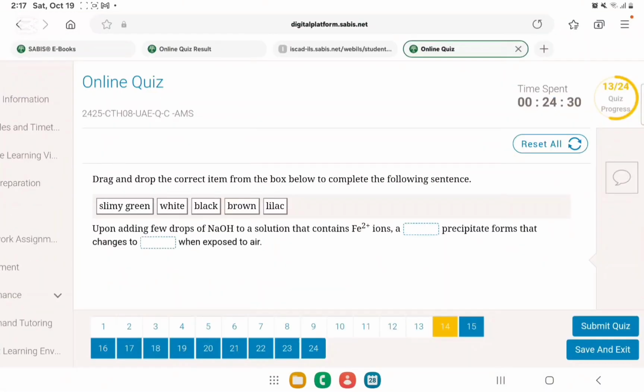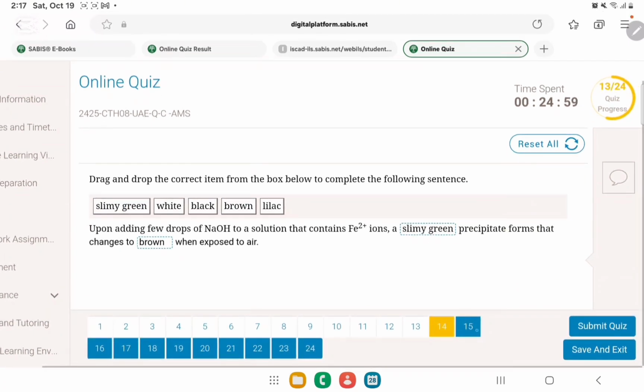Next. Okay, upon adding a few drops of NaOH to a solution that contains Fe2+, Fe2+, when you add NaOH here, you get a green precipitate that does not dissolve in excess. And look here, you have to memorize this. When it's exposed to air, it turns brown. So here, green precipitate, exposed to air, turns brown.